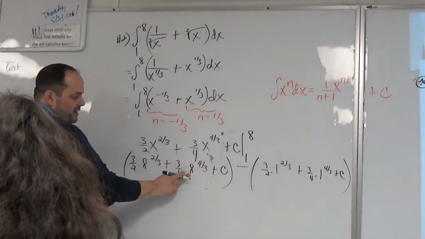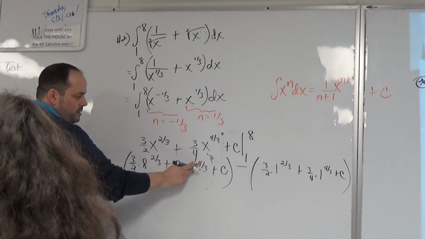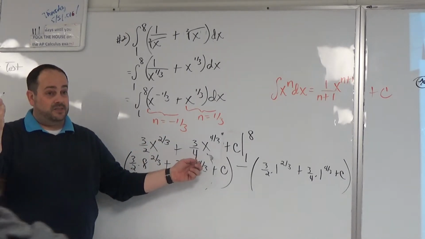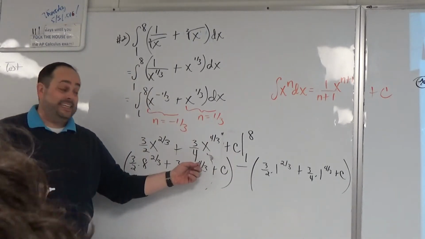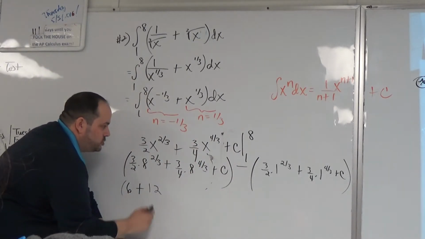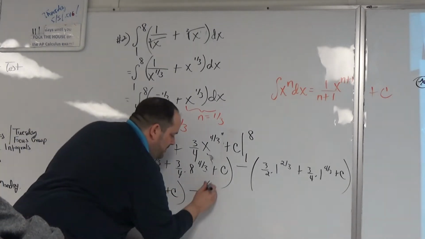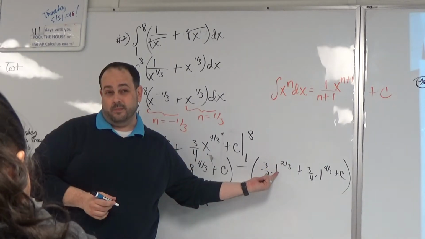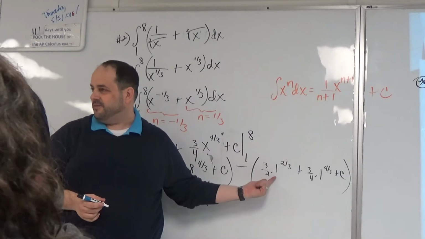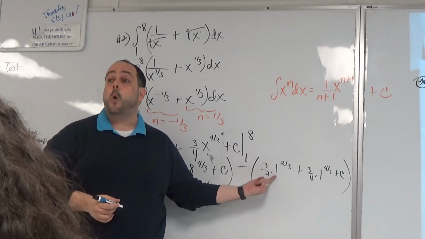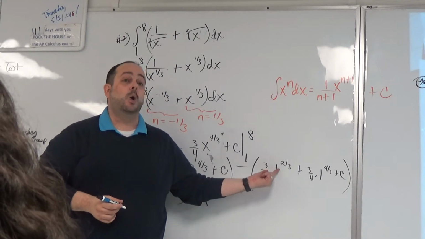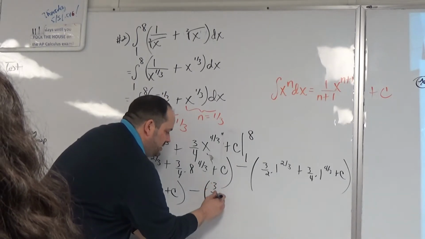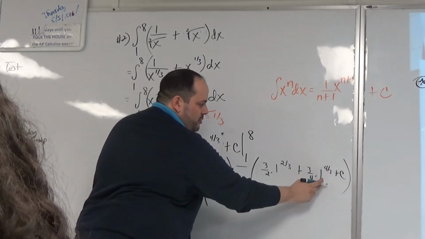Plus, let's do it again. 8 to the 4/3. Cube root of 8? 2. 2 to the 4th. 2 times 2 times 2 times 2 is 16. 3/4 of 16 is 12. Plus C, minus 1 to the 2/3 power. Cube root of 1 is 1. Thank you for saying that with confidence. 1 squared is 1. Why did we waste our time? 1 to the 2/3 power is 1 times 3/2, plus 1 to the 4/3 power, which is 1.